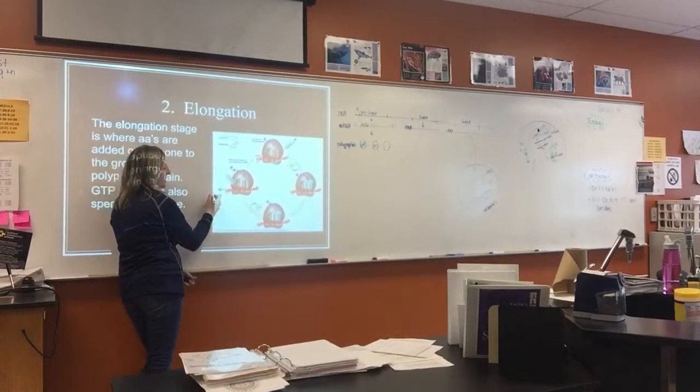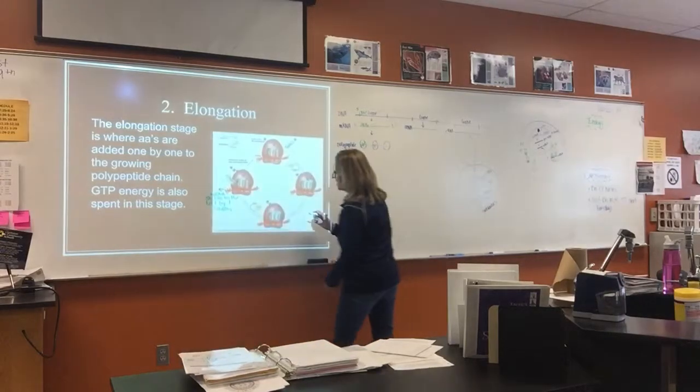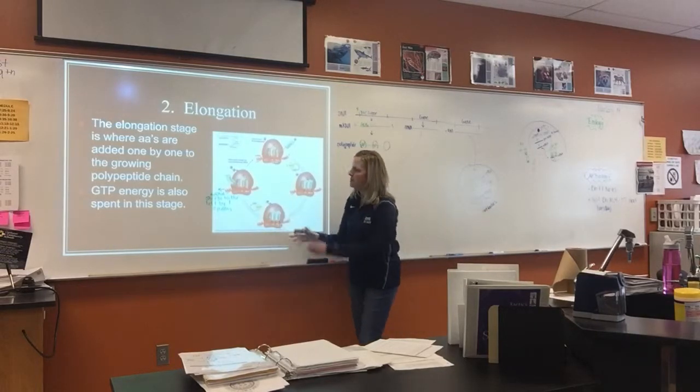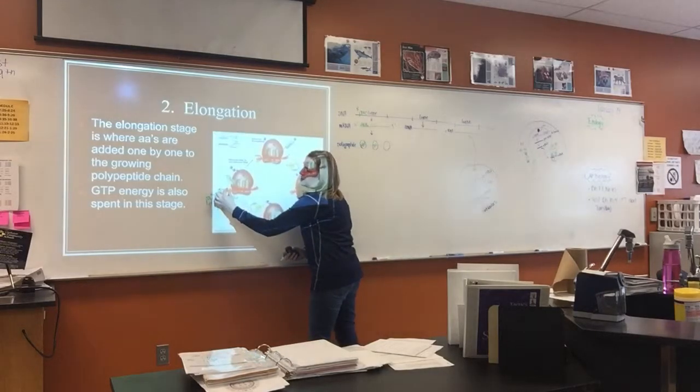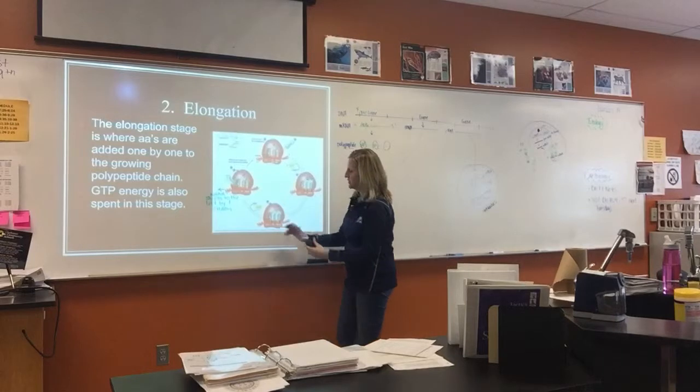What does this arrow mean? It means that the mRNA shifts to the left by one codon. What do I mean by that? Here's the codon that matched up with this tRNA. This is the codon here, and this is the next codon. It would be like if I were to actually take this mRNA and pull it and just shift everything to the left.